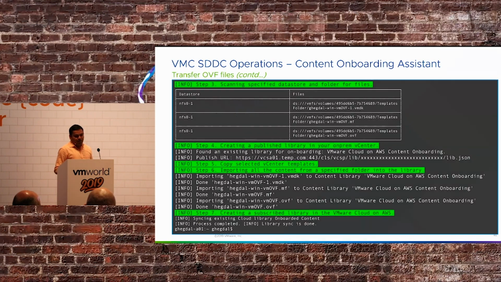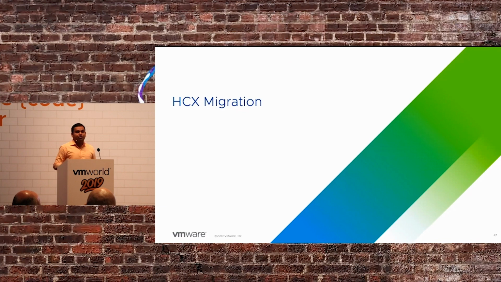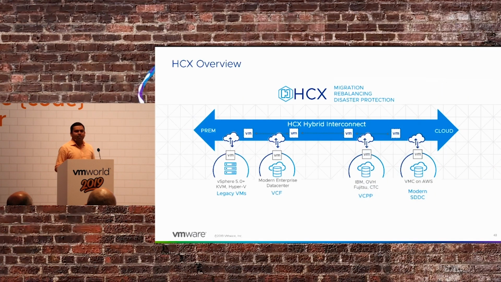Okay, so quickly moving on. Let's now look at how we do the migrations using HCX. A quick intro on HCX: it basically allows customers to freely migrate workloads across multiple on-premise data centers as well as VMware Cloud on AWS. Here, as you can see, you can migrate legacy VMs as old as vSphere 5.0 from the on-premise to your cloud. At the same time, you can migrate virtual machines from other hypervisors like KVM or Hyper-V into your cloud.